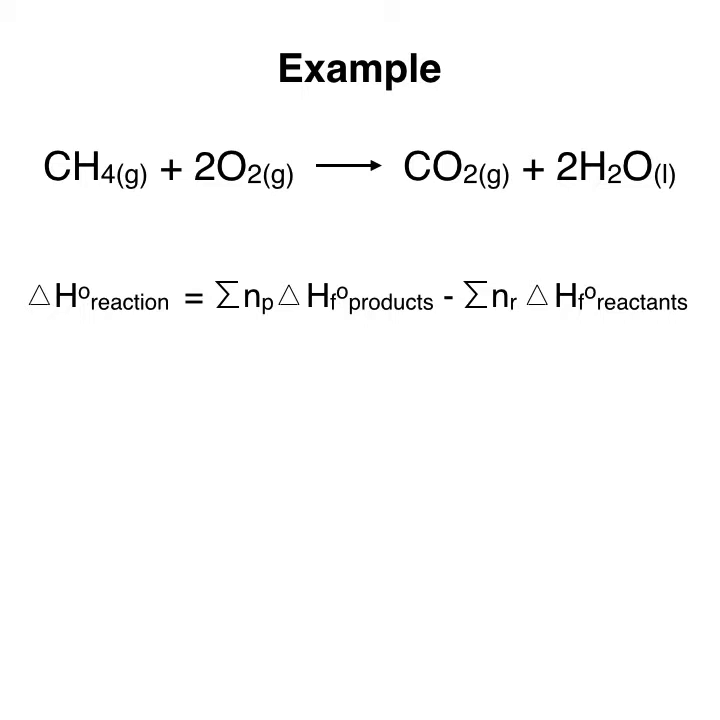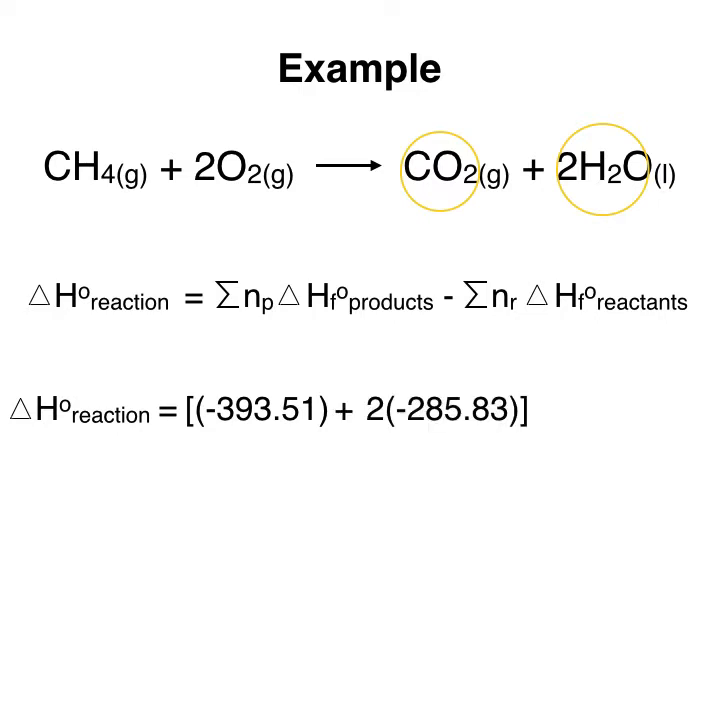Now we can substitute the variables with our information, starting with the sum of enthalpy of formations of our products. Our first product is carbon dioxide gas, which has a standard enthalpy of formation of negative 393.51 kilojoules per mole. Since there's only 1 mole of carbon dioxide in our reaction, we just write negative 393.51. Now to add our second product. H2O has an enthalpy of formation of negative 285.83 kilojoules per mole. Since we have 2 moles of H2O in our reaction, we'll multiply this by 2.